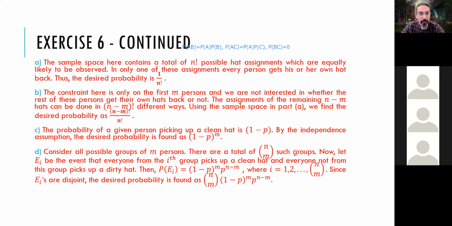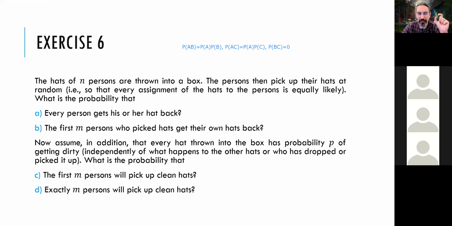What about C? Now, there's a little change in the question here. Now assume, in addition, that every head thrown into the box has probability P of getting dirty, independently of what happens to the other heads or who has dropped or picked it up. Now, our heads are getting dirty. We're just throwing them in, and they're getting dirty with probability P. We don't know which head is dirty. We don't know if the head is dirty unless we draw it back and see it. But they're in there, and they might have been dirtied, whatever.